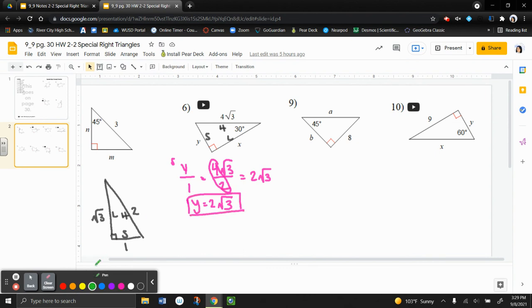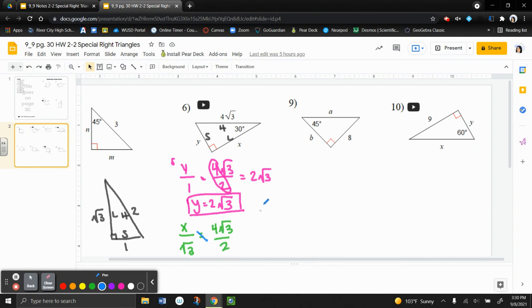Okay, now let's solve for x. So that's going to be my long leg. So x over long, square root of 3, equals, and again, we're just going to use the same ratio here, 4 root 3 over 2. All right, this one we do need to cross multiply since I don't have x by itself.